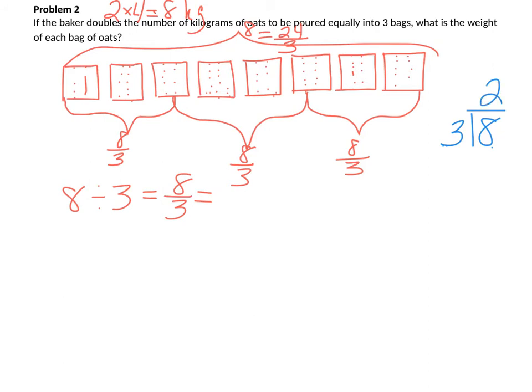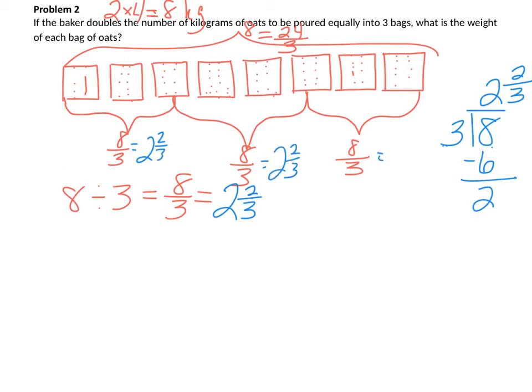It's 2. 2 times 3 is 6. 8 minus 6 is 2. That's my remainder, which means it's my new numerator, and my denominator stays the same. So 8 thirds is equal to 2 and 2 thirds. 2 and 2 thirds, 2 and 2 thirds, and 2 and 2 thirds.